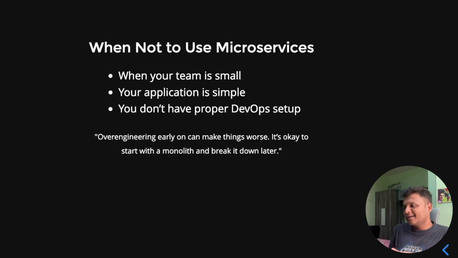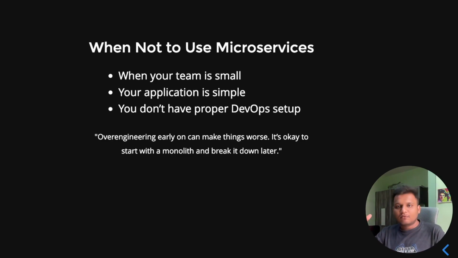Over-engineering early on can make things worse. It's okay to start with monolithic and break it down later, right? If in the start you think my application will be having 1 million users in the future, so let's directly start with the microservices architecture, then I don't think that makes any sense. Once you start, keeping it monolithic is the better option.